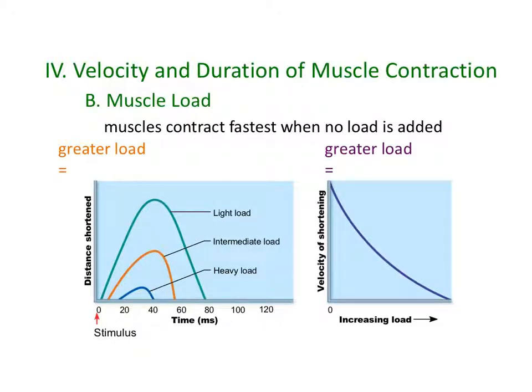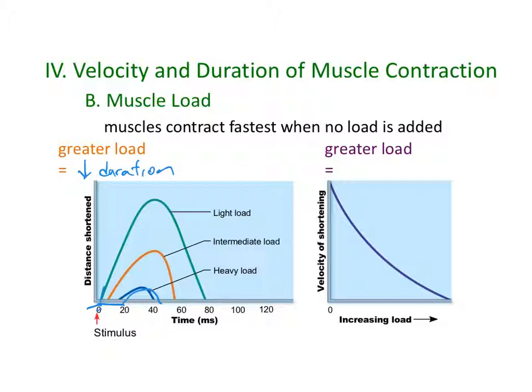The next thing that I'd like to talk about that impacts velocity and duration of muscle contraction is muscle load. Muscles contract fastest when there's no load added. As you increase the load, it will change the duration of contraction. So greater load is decreased duration of contraction, which you can see here takes a little bit longer for the contraction to start, and then the contraction ends much earlier if it's a heavy load versus a light load, where you get contraction occurring very rapidly and you can sustain it longer.